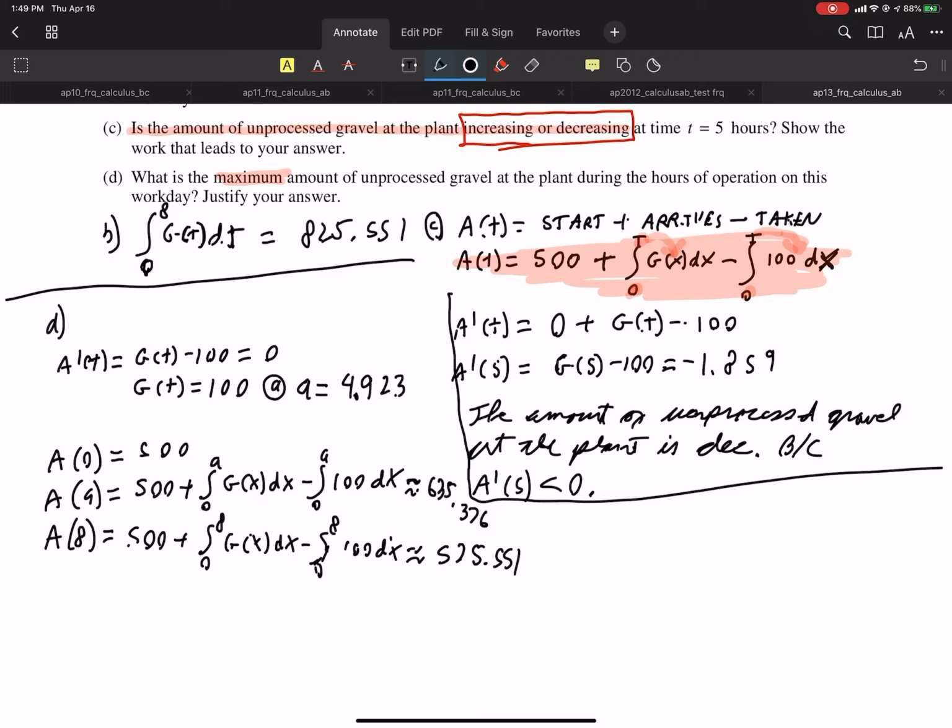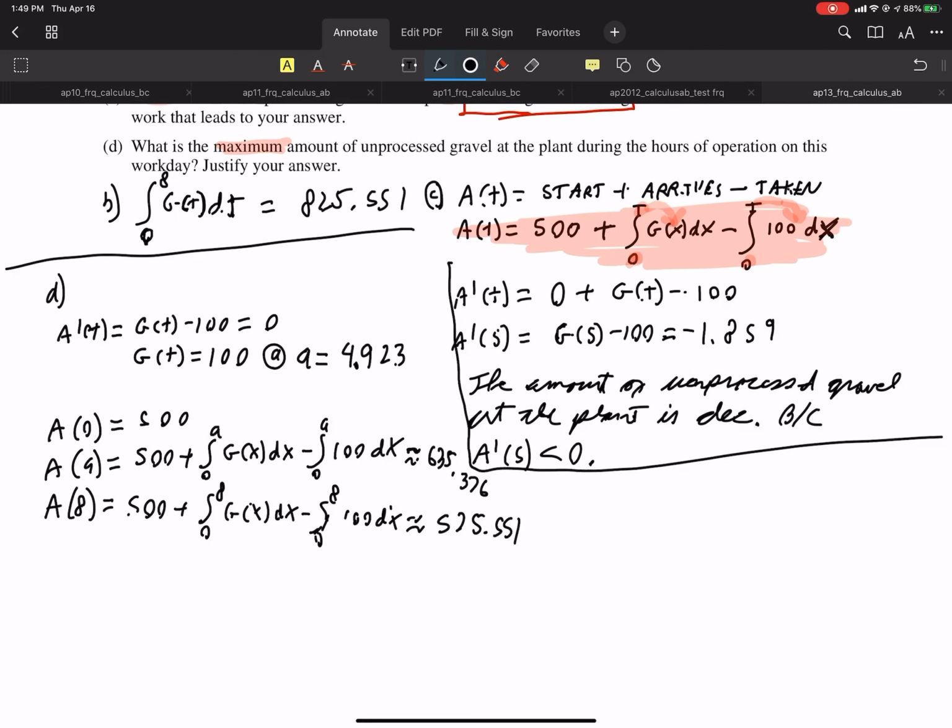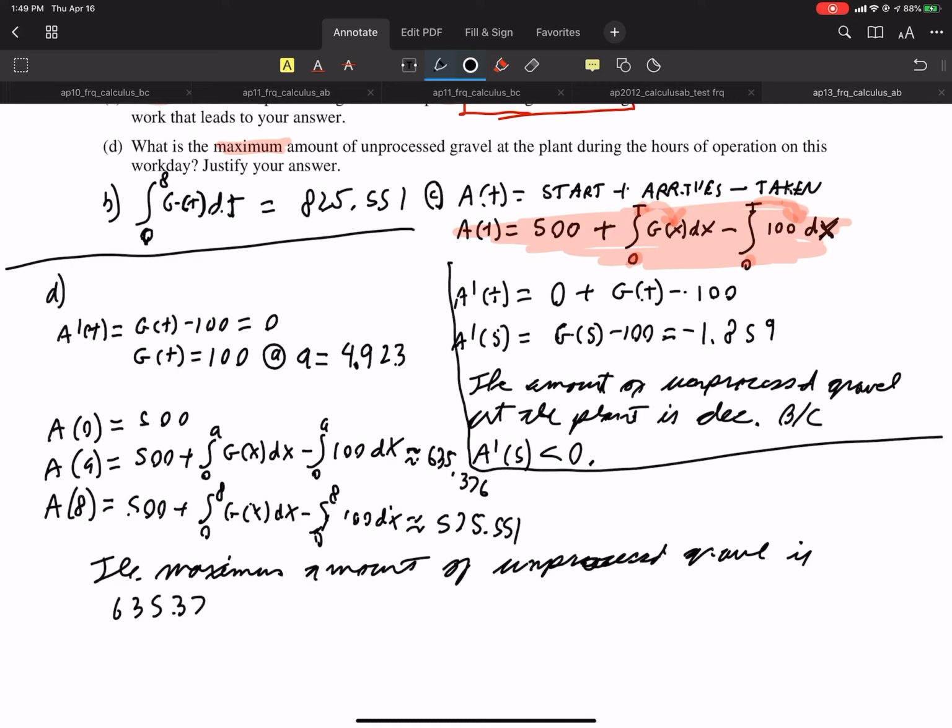Now, clearly the maximum is 635.376. So let's read the question. Is it asking for a time or is it asking for the amount? What is the maximum amount? So we need to answer that question. So we're going to say the maximum amount of unprocessed gravel is 635.376 tons. Done.